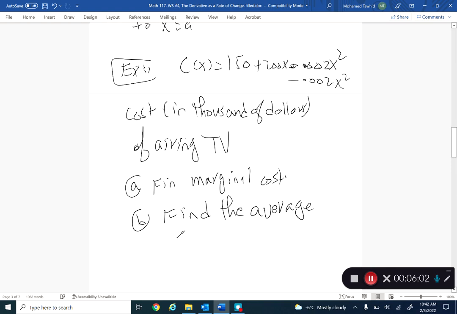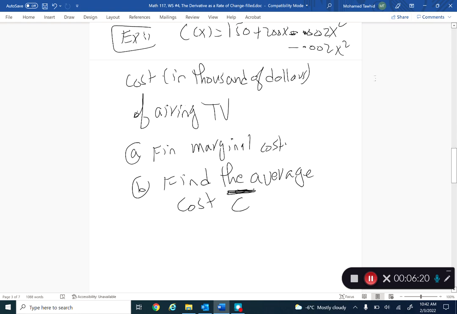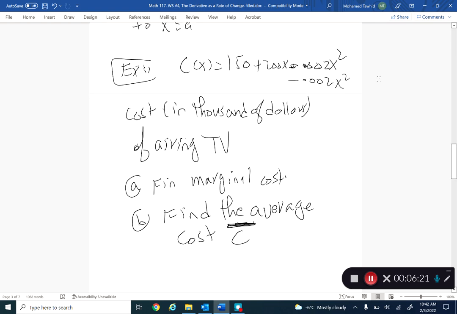What is the average cost? The average cost, we write C bar, like this. I want to distinguish between C prime and C bar. C bar here is called the average cost. And the other one here, we call the marginal cost. So how to get the marginal cost? Marginal cost here, as I said, is the derivative, your slope.